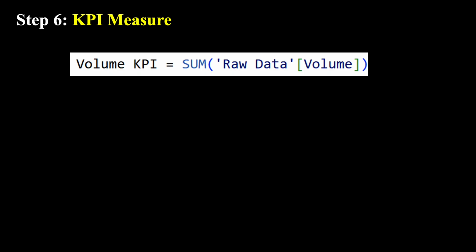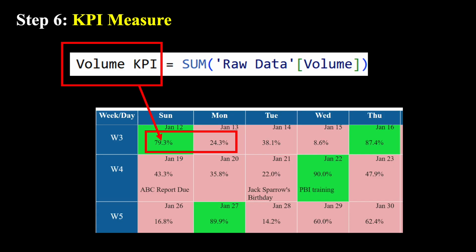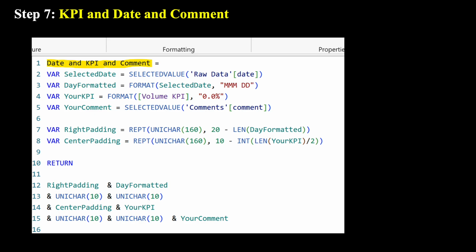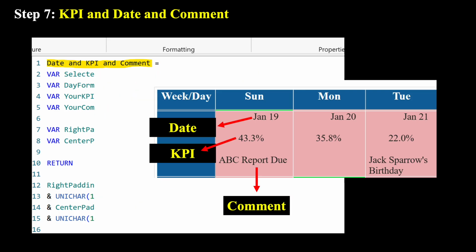Step 6. In the raw data table, let's create a measure for a KPI. In this video, we're calculating the sum of the volume, and this KPI will be present in the final calendar view with conditional formatting, showing red if it's below the target or green if it's above the target. And then step 7, in the raw data table, we also need to create another new measure that combines date, KPI, and comments. And eventually we will put this one single measure into the final calendar view.